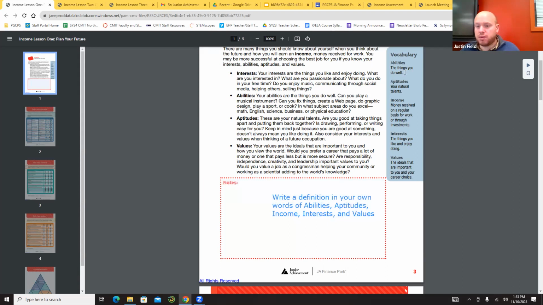Abilities are things you do well. Aptitudes are things you do well naturally. Income is money you get for working on a regular basis or through investing. That's called passive income. Interests is what you like and enjoy, and values are what you think are important. Feel free to use any of those things I just said or what you see here in your notes.